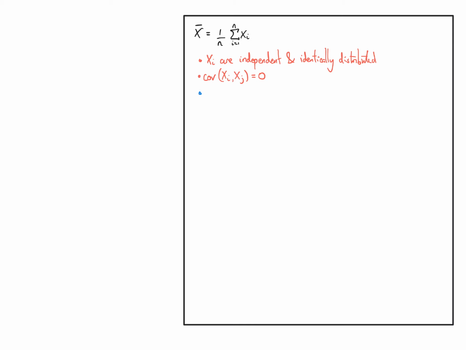It's also the case with the identically distributed that the expectation of xi is going to be equal to the expectation of x for all observations. So in other words, each observation has the same expected value, and that's equal to the expected value of the underlying random variable, and also the variance of xi is equal to the variance of x, which we'll denote as sigma squared x for all observations.